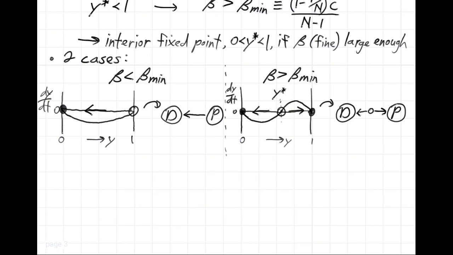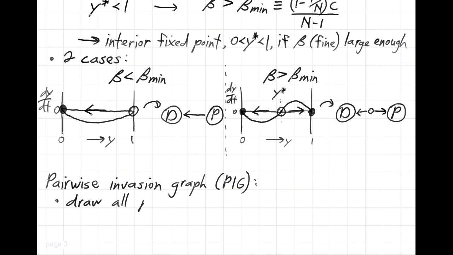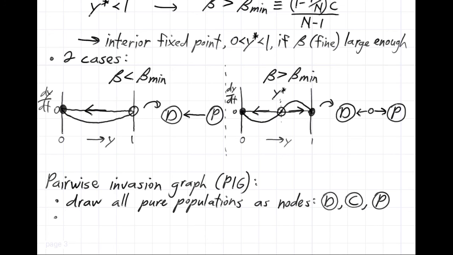So what we've done so far is put together pieces of our graph, our network, and now we can put it all together into something, let's call it a pairwise invasion graph. It's got a nice acronym. So the way we want to do this is we'll draw all the pure population states as nodes in our graph. So that would be all defect, all cooperate, or all punishers. And then we'll use the arrows that we worked out to show the evolution.